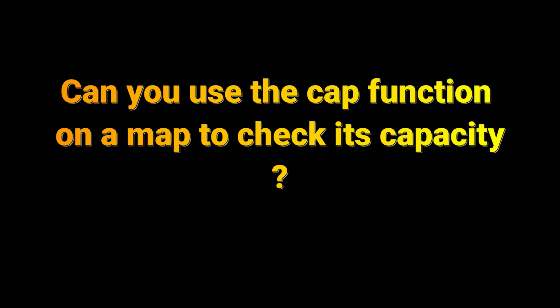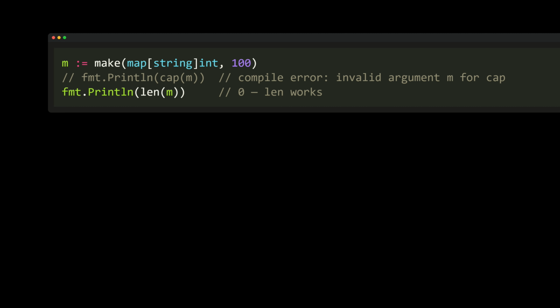Question: can you use the cap function on a map to check its capacity? No, you cannot use the cap function on a map. The cap function only works on slices, channels, and arrays. When you create a map with an initial size hint, that hint is used for internal optimization, but there is no way to read that capacity back. You can only get the current number of items in a map using the len function.